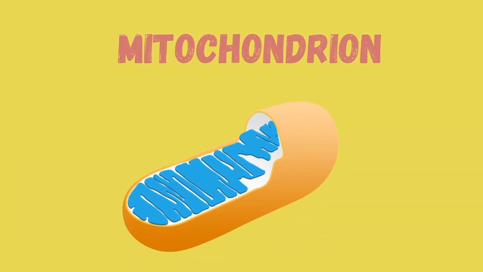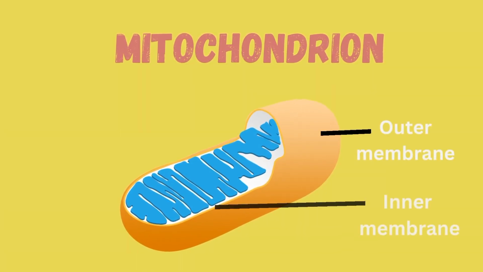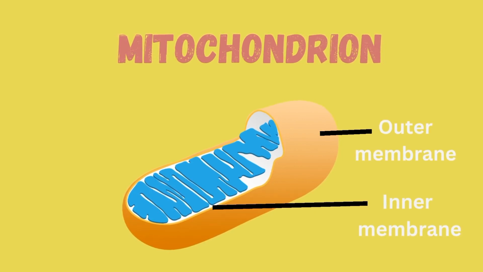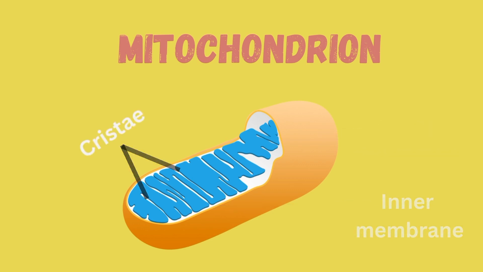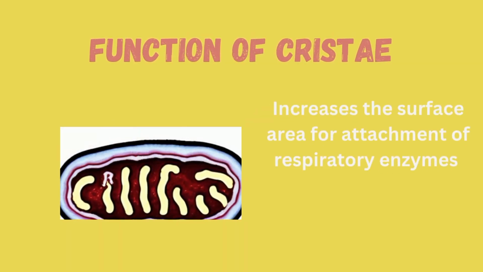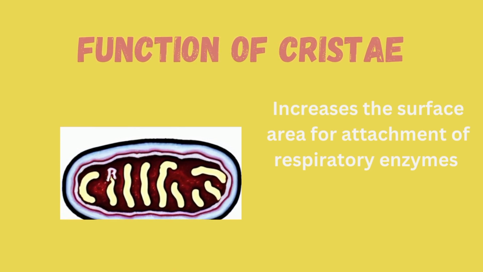So the mitochondrion is a sausage-shaped organelle with a double membrane. It has an outer membrane and an inner membrane. Now, one characteristic feature of the mitochondrion is that the inner membrane is highly folded to form projections known as cristae. Now, these projections play a very crucial role during respiration. So these cristae act as the site for where the respiratory enzymes are attached.